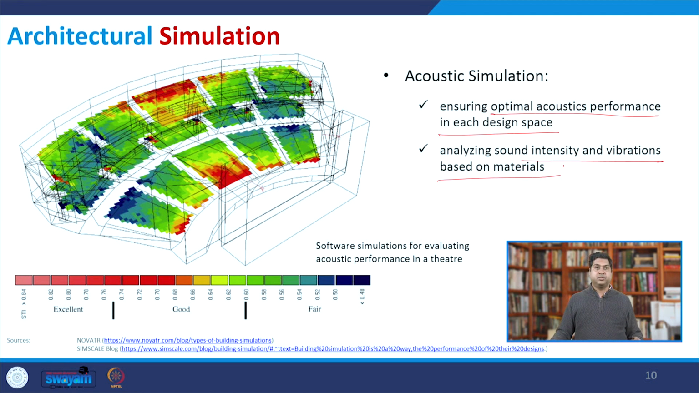So here you can also check, depending on the different materials that you put on the ceiling or the wall, the sound absorption coefficient, all those parameters you can simulate, and then try to finalize what kind of shape of the auditorium or what kind of material can give a better feeling.